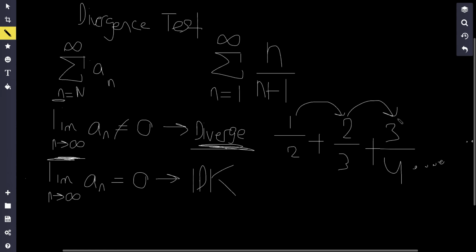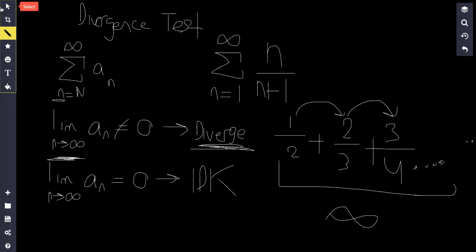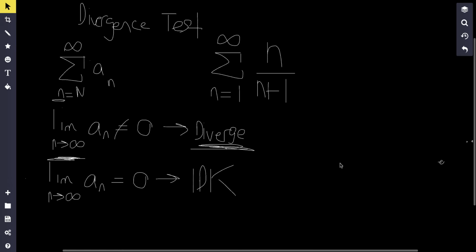So if I'm adding up bigger and bigger values all the way up to infinity, then all of these summed up should be essentially infinity. So my series is going to diverge, because it's not going to add up to a fixed value. It's just going to keep on getting bigger. And this is essentially the logic for this test right over here.